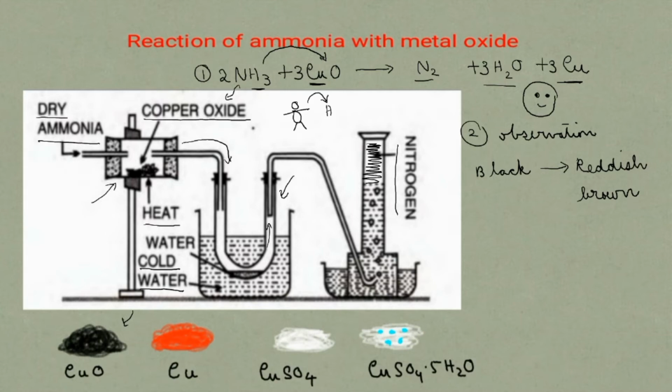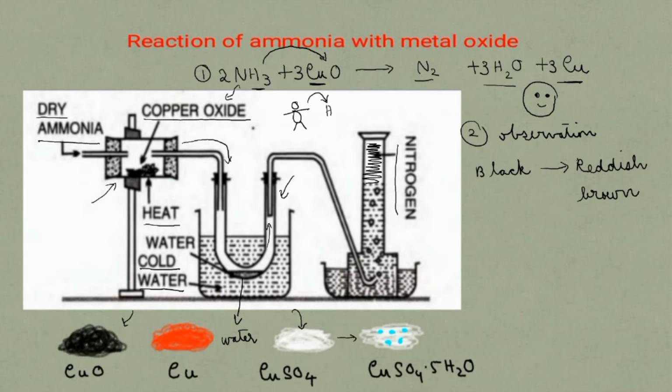The liquid we are obtaining in this U tube is nothing but water, we are saying. How can you prove that whether that liquid is water or not? You can collect that liquid and pour it on anhydrous copper sulfate. If you are pouring it on anhydrous copper sulfate, you will get hydrated copper sulfate.